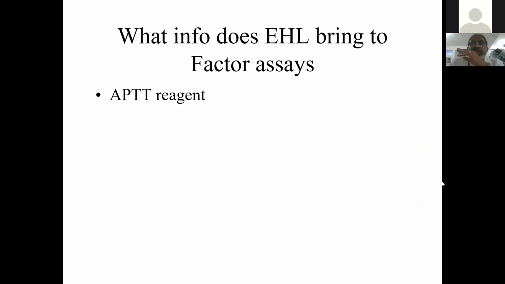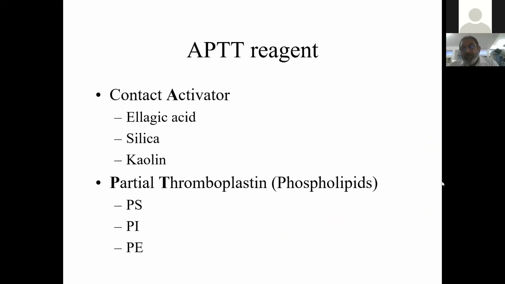So what info does extended half-life product bring to factor assay? Because till now we were saying the most important part of factor assay is the factor deficient plasma. Now we slowly realize APTT reagents being used for the factor assays are not to be ignored because their contents can actually affect the assay. APTT reagents are very varied. They can be varied because of the contact activator that's given, ellagic acid, silica, and kaolin. Though we till now have been talking about APTT reagents either being factor sensitive, heparin sensitive, or lupus sensitive.